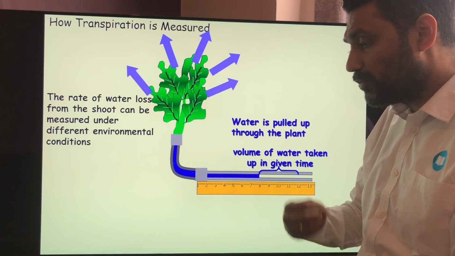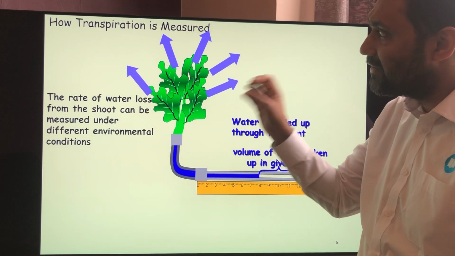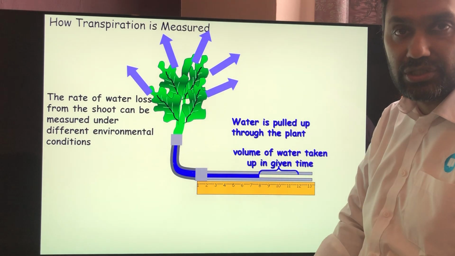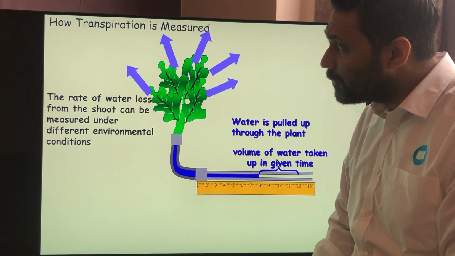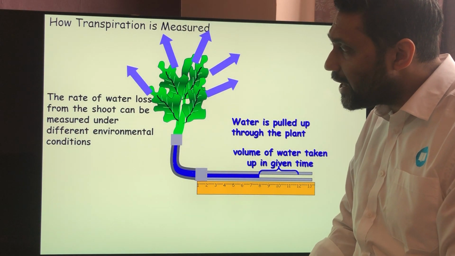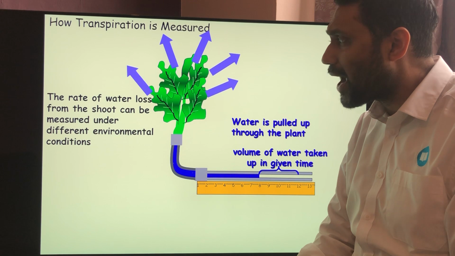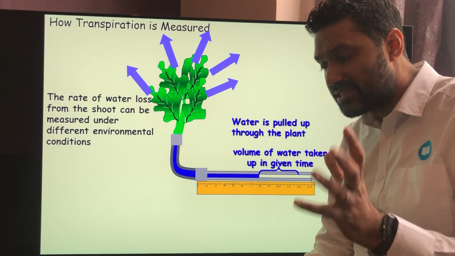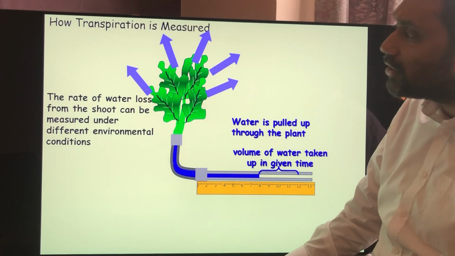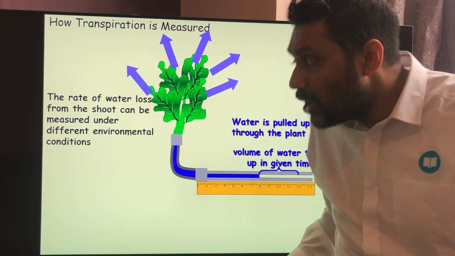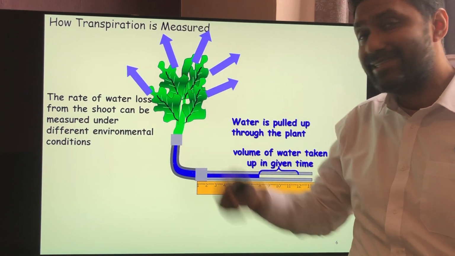But what's the point? The point is to find out how factors can affect how quickly the water evaporates through. So what can I change? What can be my independent variable? What are the factors that affect the rate of transpiration? Well, you could change the light intensity.